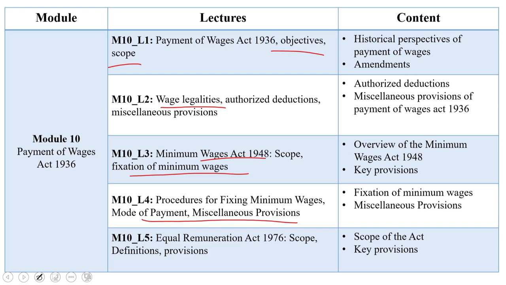In Lecture 5, typically, we looked into equal remuneration with respect to scope, definitions, and provisions. We looked into the entire scope that extends beyond, like local authorities, hospitals, nursing homes. Who will come under this? Banks, insurance companies, other financial institutions, educational, teaching, training, research institutions, mines, etc. So all these aspects were discussed in the last lecture of module 10.